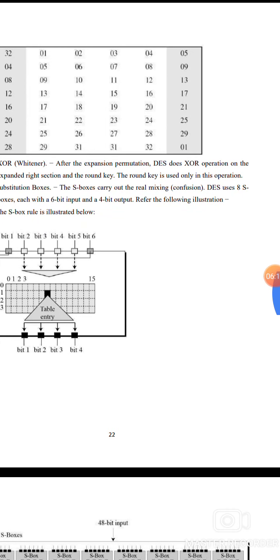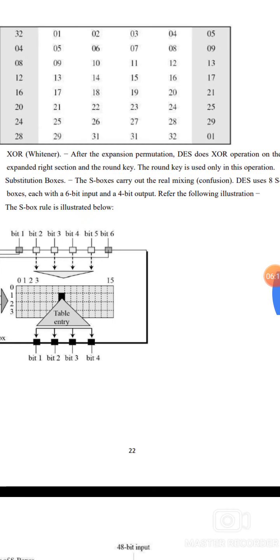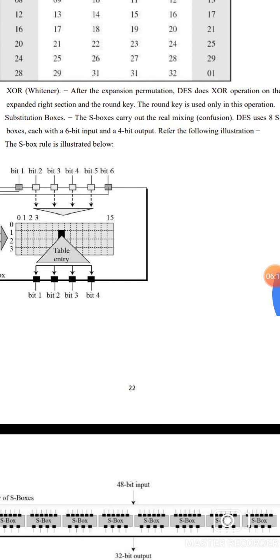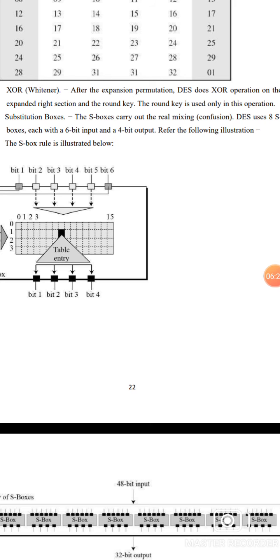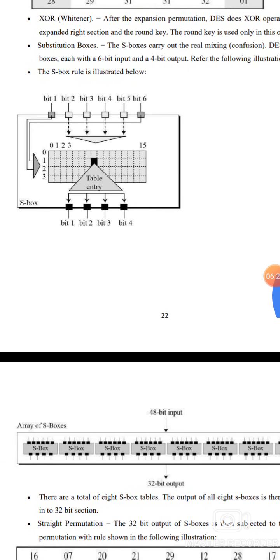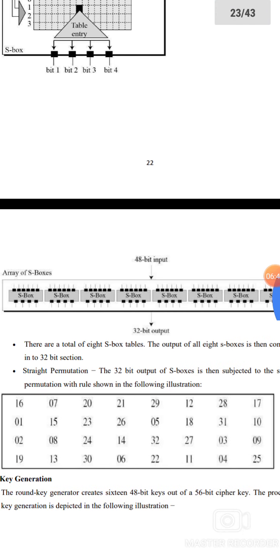The XOR whitener after the expansion permutation of DES: the XOR operation combines the expanded right section and the round key. Then the S-box rule, as illustrated here: bit 1, bit 2, bit 3, bit 4, bit 5 and bit 6. Then it is transferred into 0, 1, 2, 3, and the table entry contained in the S boxes. Bit 1, bit 2, bit 3, bit 4 are represented in this S-box diagram.